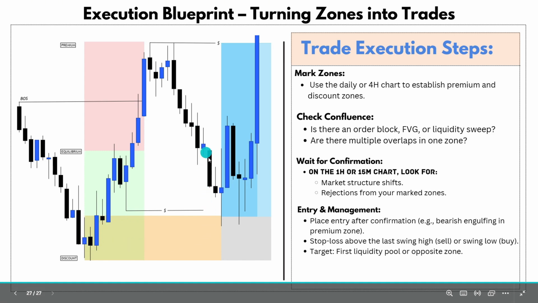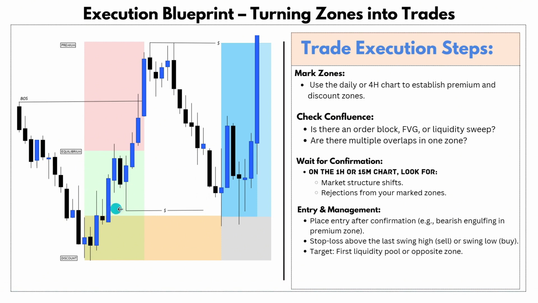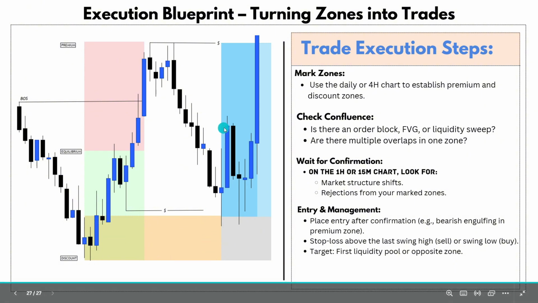So we can see price pushed down lower inside of this discount zone, cleared this old low right here, this point of liquidity, and tapped inside of our order block to start pushing price higher.